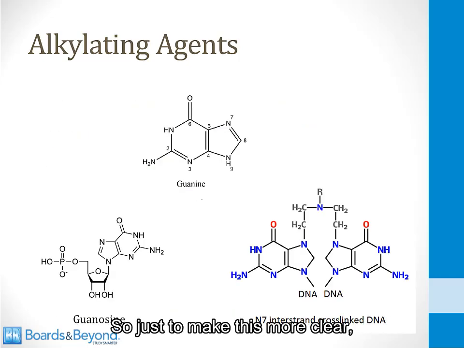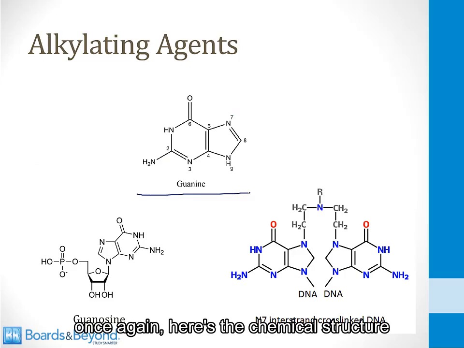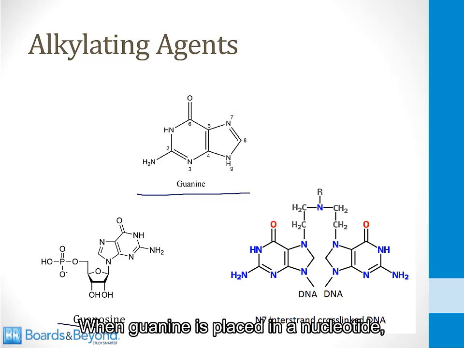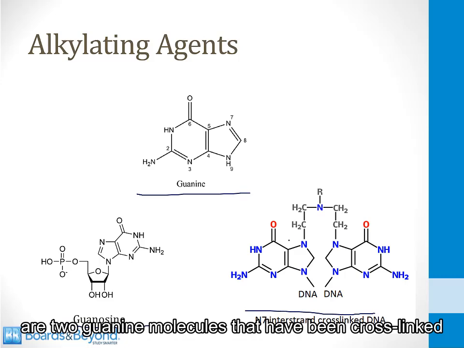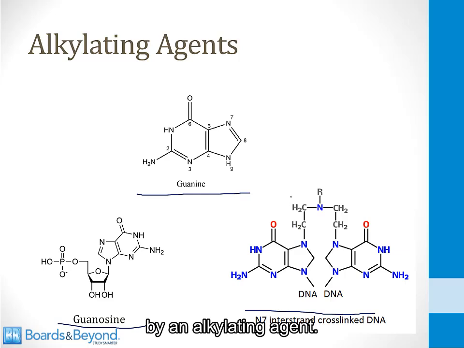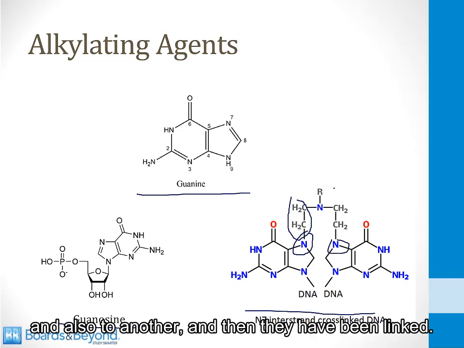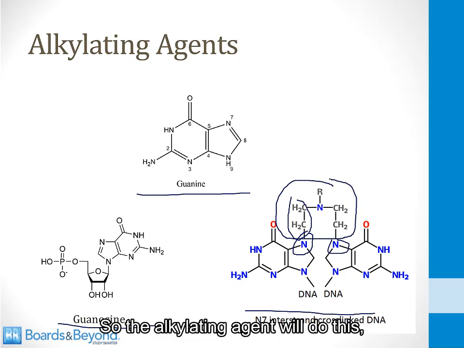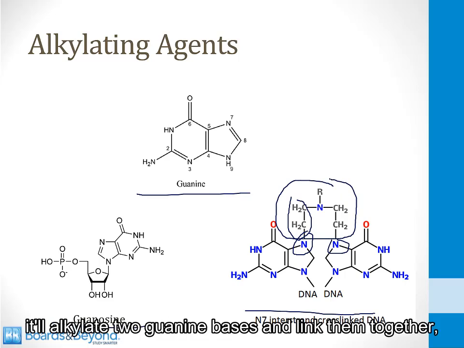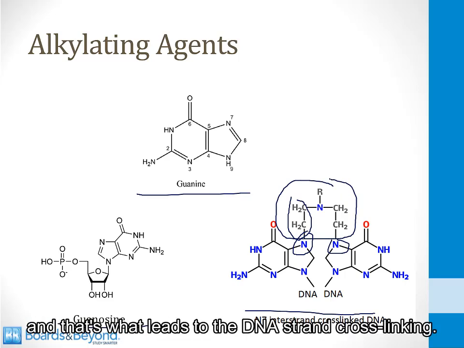So just to make this more clear, once again, here's the chemical structure of the base guanine. When guanine is placed in a nucleotide, that nucleotide is called guanosine. Over here on the right side of the screen are two guanine molecules that have been cross-linked by an alkylating agent. Note that an alkyl group is added to the N7 nitrogen of one guanine and also to another, and then they have been linked. So the alkylating agent will do this. It'll alkylate two guanine bases and link them together, and that's what leads to the DNA strand cross-linking.